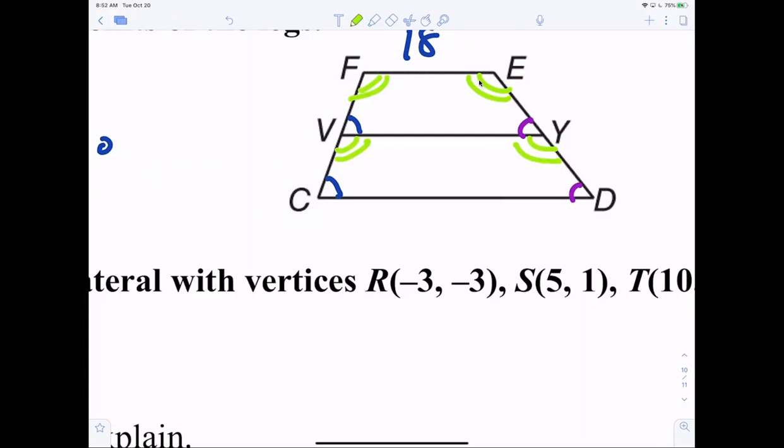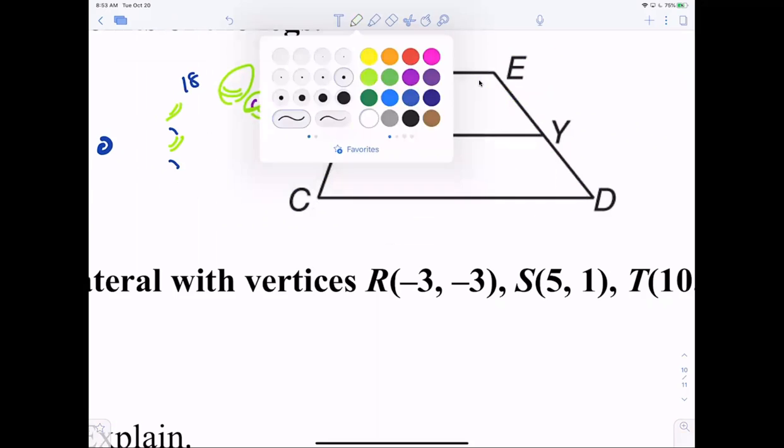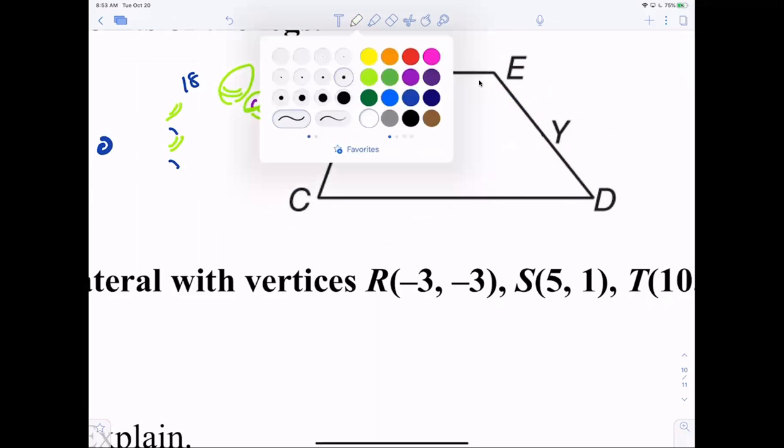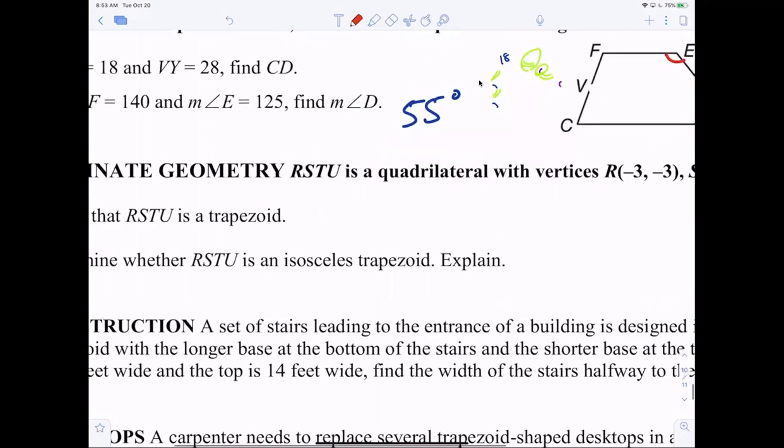Now, remember, this is a trapezoid, so consecutive angles are supplementary. So this angle, the obtuse, plus the acute equals 180, right? If I just got rid of this right here, you might be able to see it a little better. These two angles have to add up to 180. That's all. Easy as that.